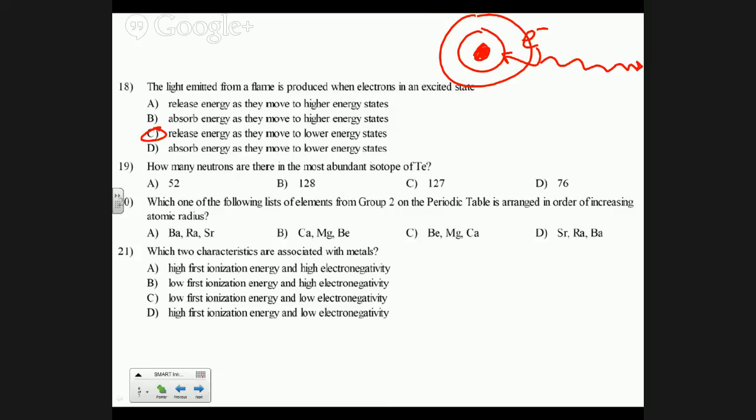How many neutrons are there in the most abundant isotope of Te? So to do this, you find Te on the reference tables, and you find its average mass. It looks like its average mass is 127.6, and then you round it to the nearest whole number. The nearest whole number would be 128. So that's its mass. Well, I look up its atomic number to find out how many protons there are. There's 52. So you do 128 minus 52. You get 76. That's how many neutrons there are.